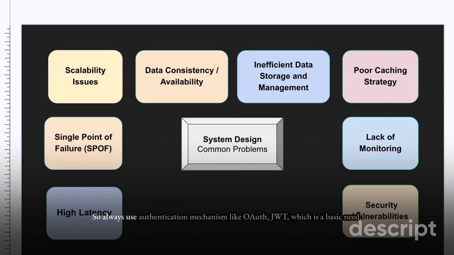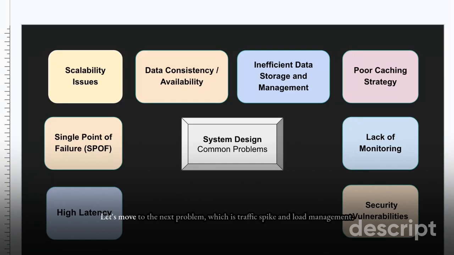So always use an authentication mechanism like OAuth, JWT, which is a basic need. Encrypt the sensitive data. Follow the principle of least privilege. Don't give access to everyone to your data. So everything is not available for everyone. There has to be role-based access control.